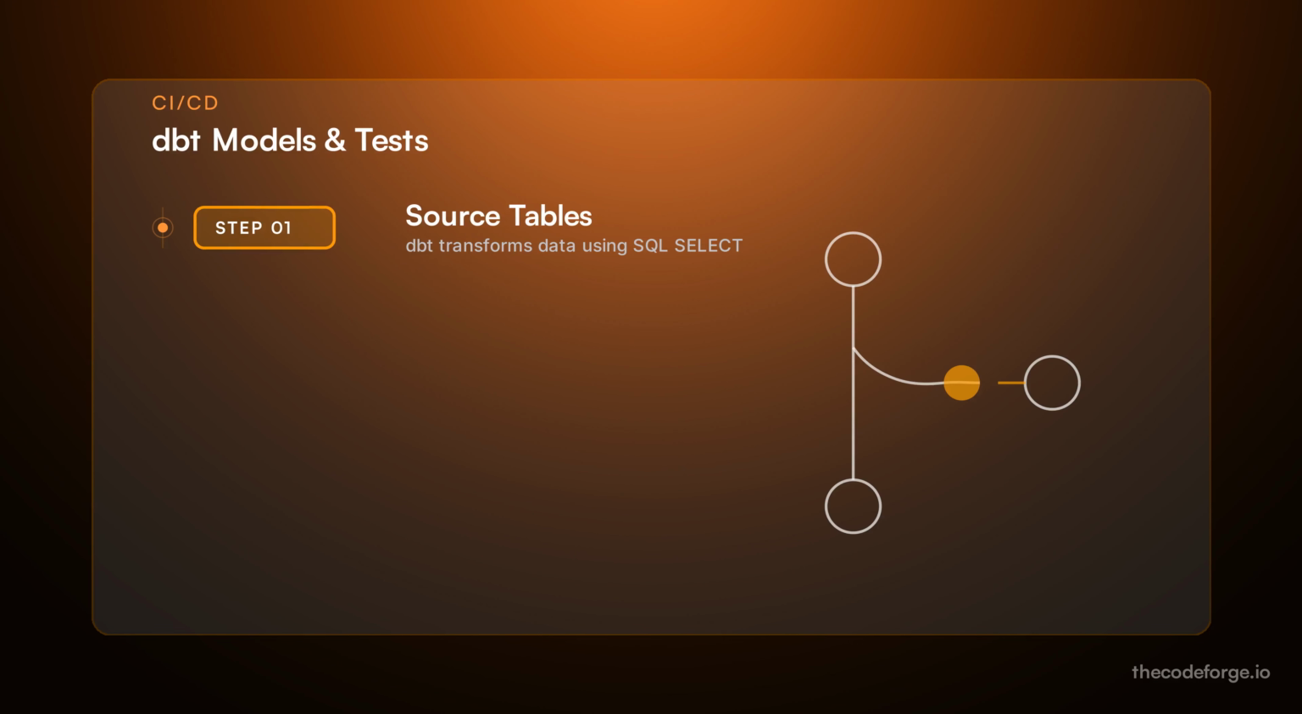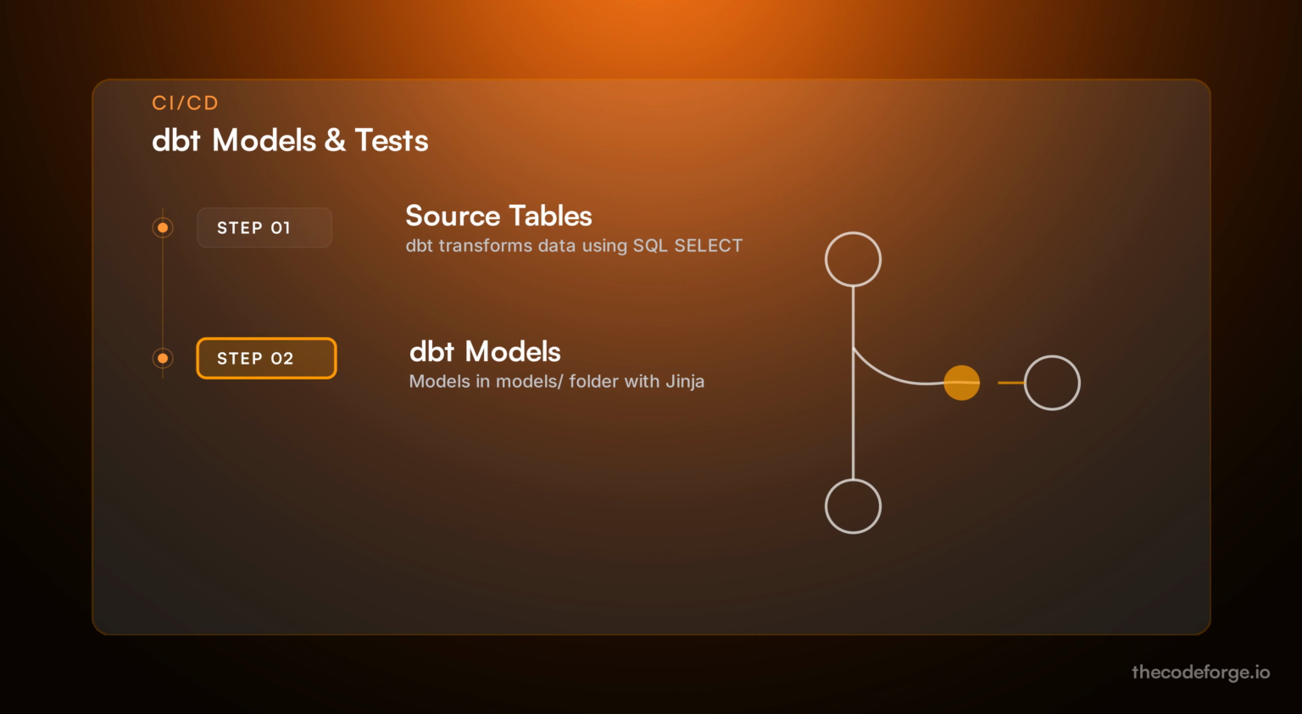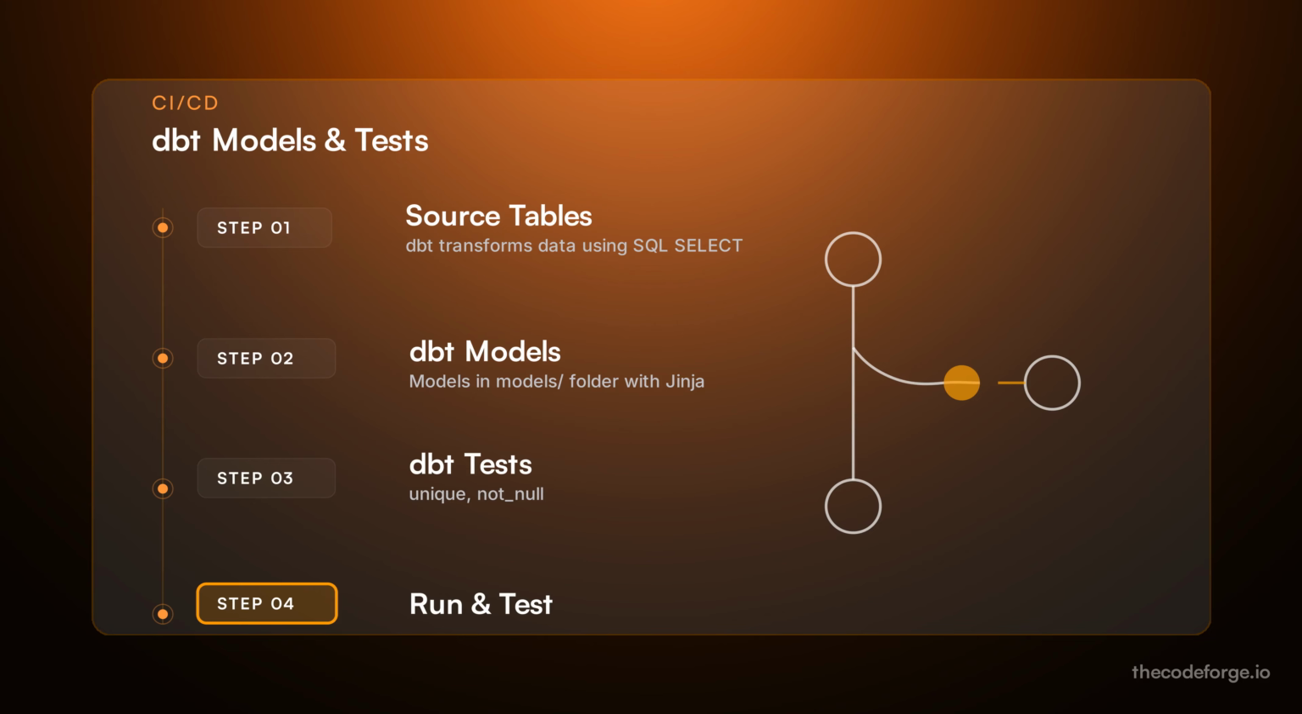At its core, dbt works with source tables. You reference them directly using SQL select statements, but it turns those messy scripts into version-controlled engineering. Write transformations as modular models, use Jinja for dynamic logic, then define tests in schema.yml, like uniqueness and non-null checks, and run the project to verify data quality before it reaches production.